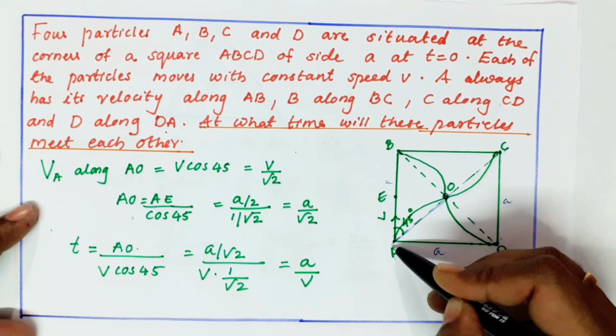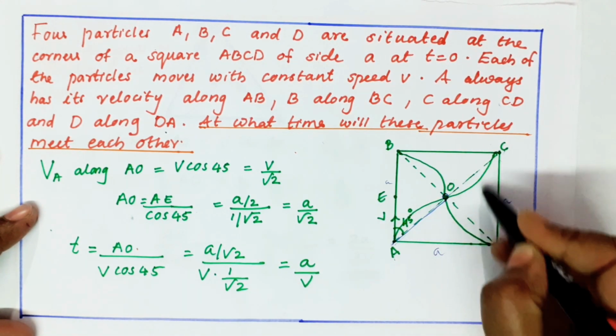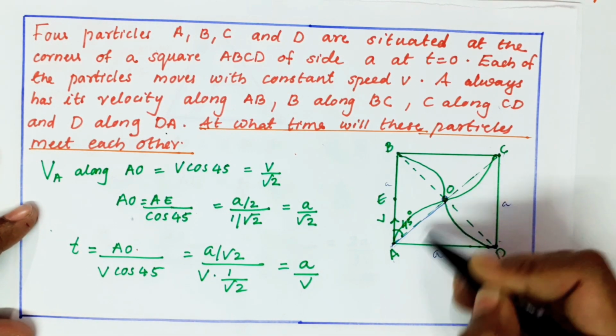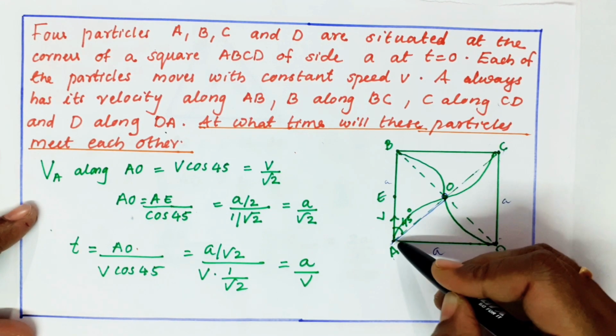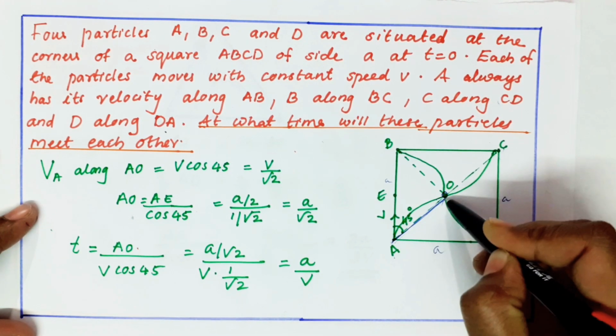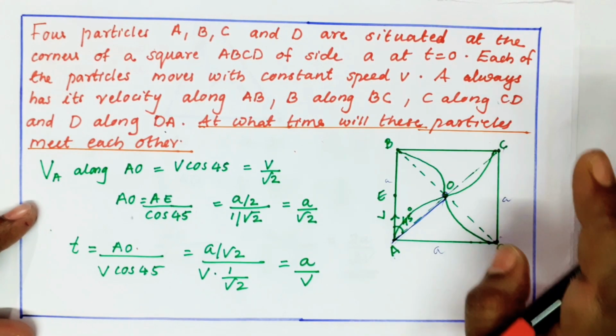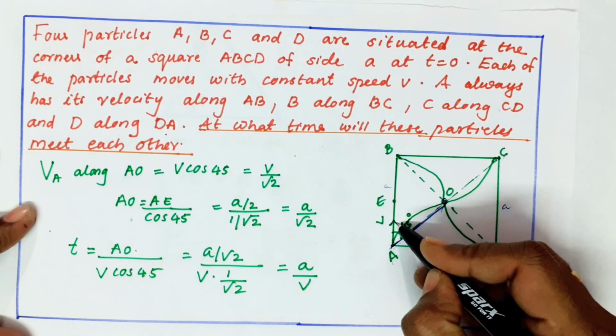Along the direction of AO, I am taken here. After some time it's going like this, going like this, and after that it comes here. So I need to find what is the velocity here, the velocity component of this. I have taken this distance and this velocity. That's the simple thing. So velocity along AO, I can take this as V they gave.